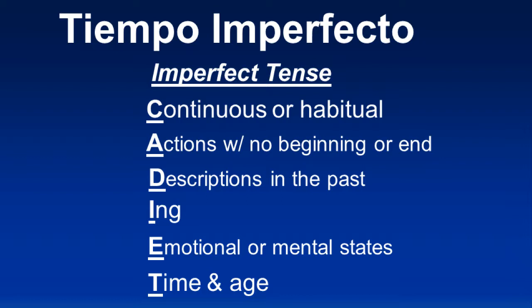The C stands for a continuous or habitual action in the past. The A are actions with no beginning or end. D are descriptions in the past. I or ING, a sentence with ing. E is an emotional or mental state, and T is time and age. Let's go through each one of these individually.